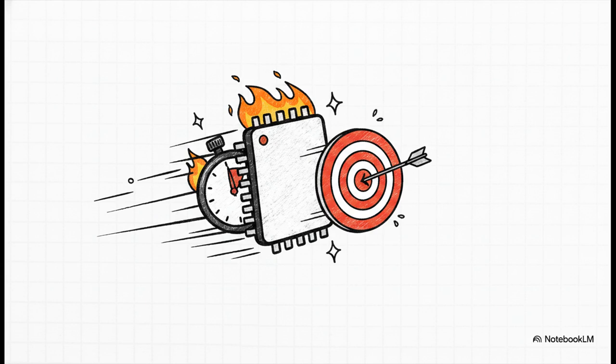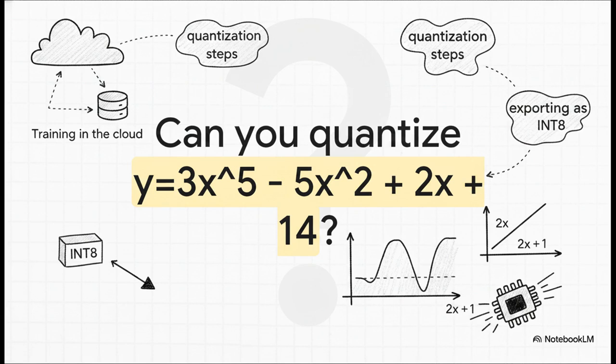How cool is that? So we've learned how storing numbers as 8-bit integers shrinks a model by a factor of 4, we've decoded the math that makes those numbers usable, and we've proven it runs lightning fast on an ESP32. But the source material leaves us with a fantastic, really provocative challenge. Solving a straight line like 2x plus 1 is great, but can you apply these exact same quantization steps, training in the cloud, exporting as INT8, establishing a tensor arena, to teach a tiny microchip a highly complex polynomial curve like 3x to the 5th power minus 5x squared plus 2x plus 14? That is the true power of TinyML.